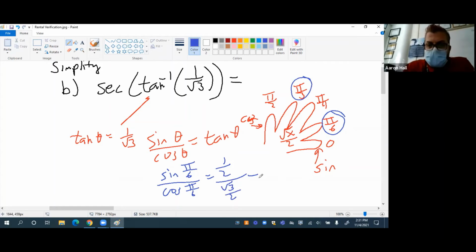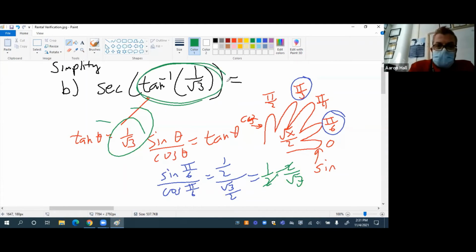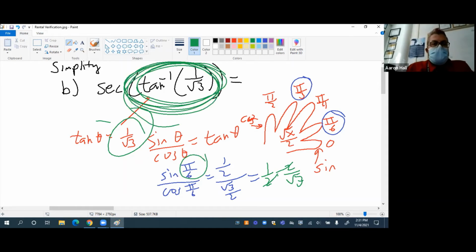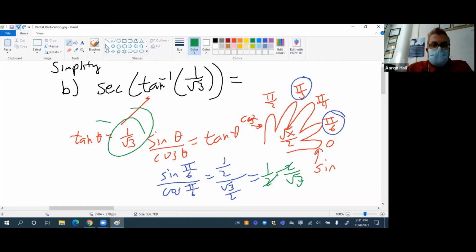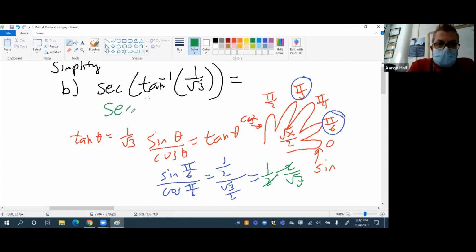When we divide by fractions, here's a tip. It's 1/2 times 2 over the square root of 3. These cancel out, and that's in fact what I get. So the angle has to be what? Actually, all of this is what? It's pi/6. Yeah, it's pi/6. So now I have secant of pi/6.